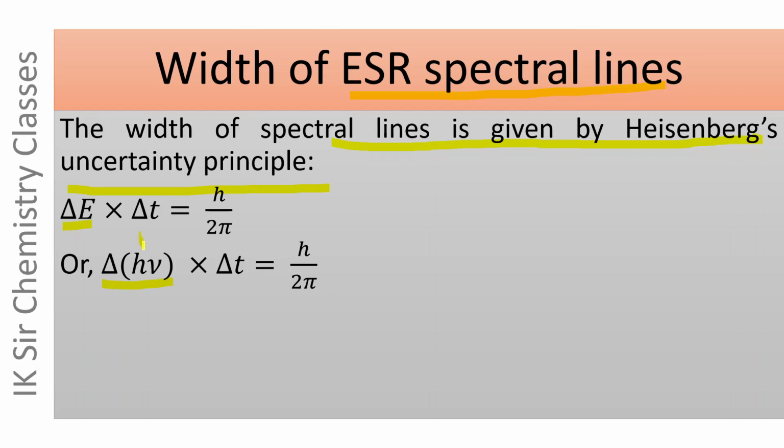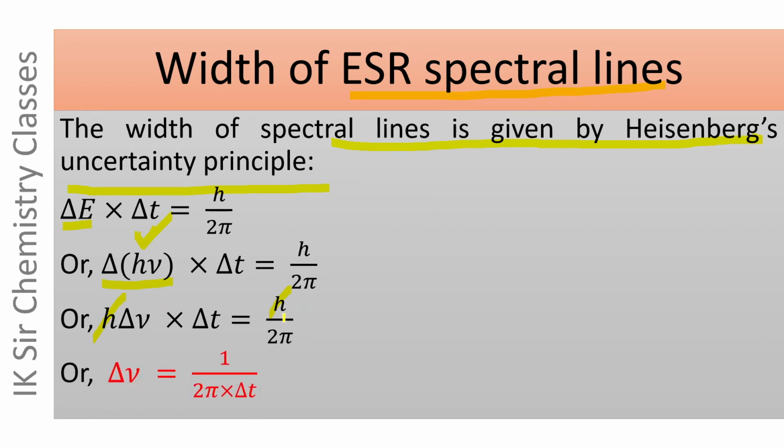H is a constant, Planck's constant, so keeping it outside the differentiation, we have h delta nu into delta T is equal to h by 2 pi. H will be cancelled out, and we can write delta nu is equal to 1 by 2 pi delta T. It is the expression for the line width of spectral lines.